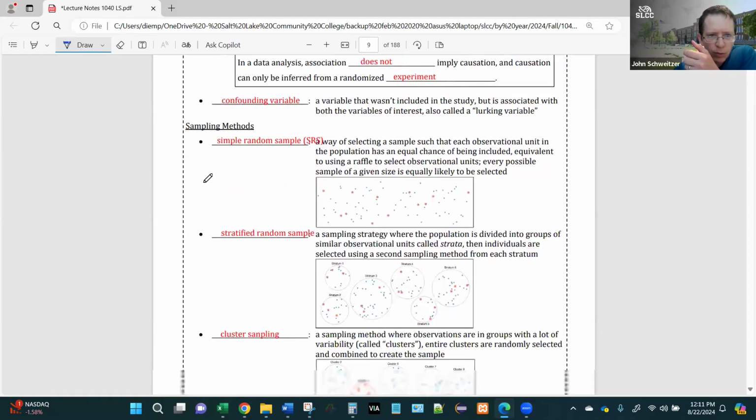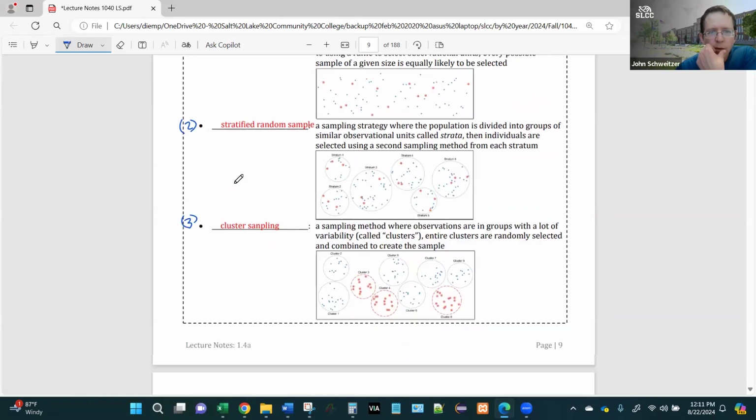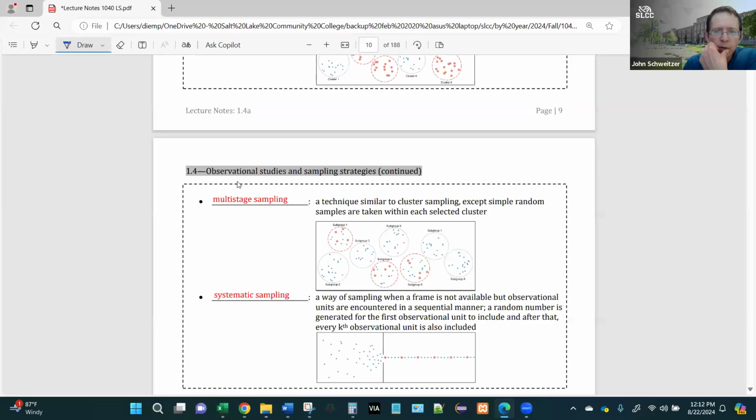So how do we do it? What are the technical methods that we use for collecting samples? Well, there's basically 5 of them that we talk about in here. There's the simple random sample, there's the stratified random sample, there's the cluster sample, there's the multi-stage sample, and there's the systematic sample.